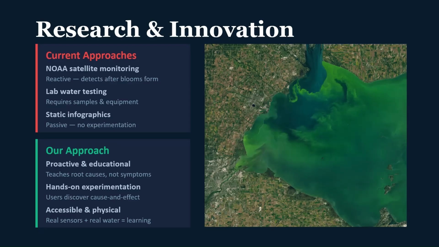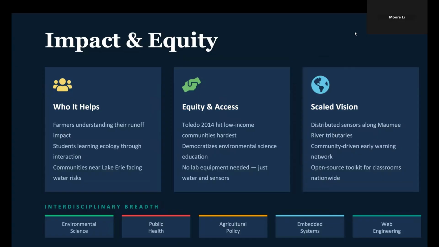Existing tools are reactive. Satellites detect blooms after they form. Lab tests need expensive equipment, and public education is just articles people scroll past. But our approach doesn't just show the symptoms, we teach the causes. We're moving from passive reading to physical interaction, because the people most affected by these blooms deserve tools that meet them where they are. Built for farmers, students, and communities near Lake Erie.